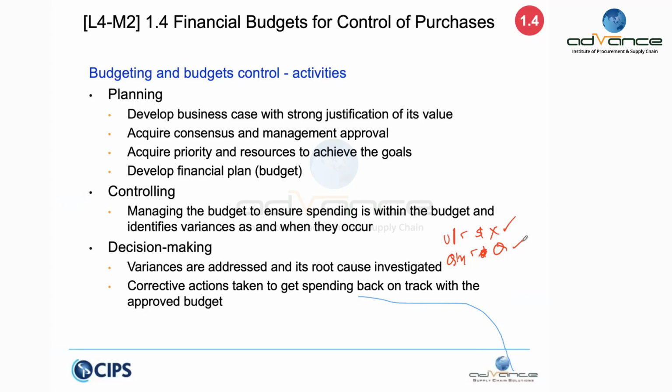Because if I'm spending more than my budget, I will run out of the money in the contract before the end of the contract period. If I'm spending less than my budget, it could be that my business requirements have changed, or it could be that I have done a good job of working with the supplier to reduce the cost associated with the purchase. So there might be certain positive reasons also.